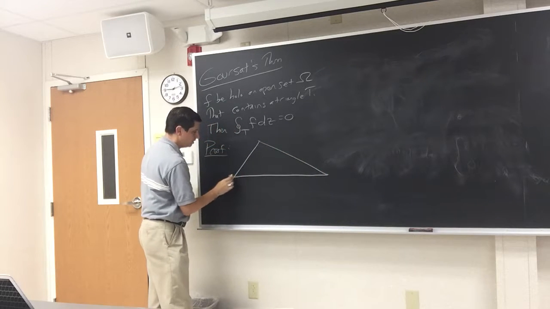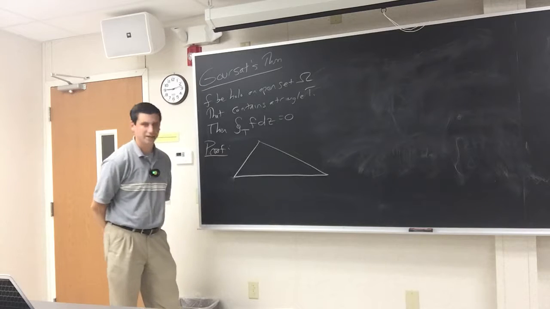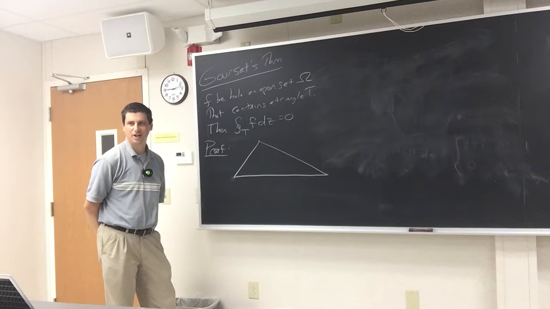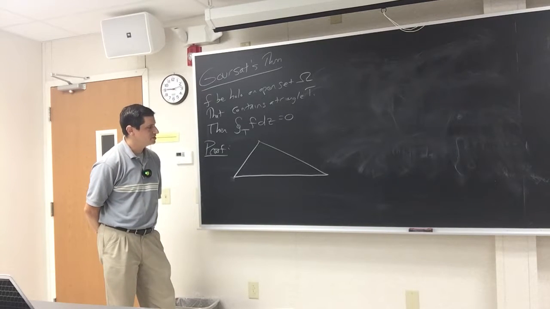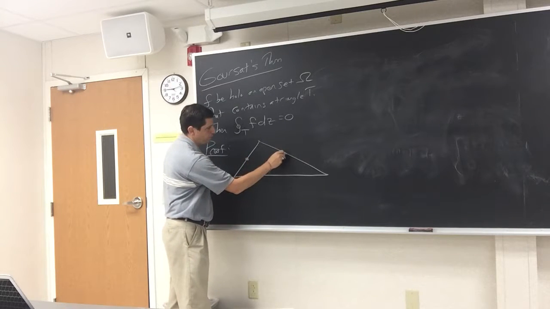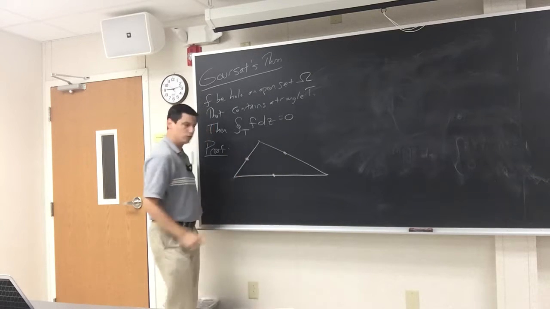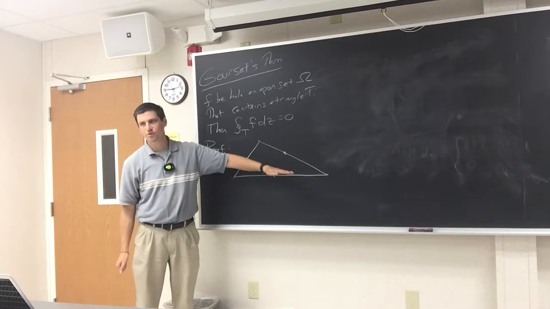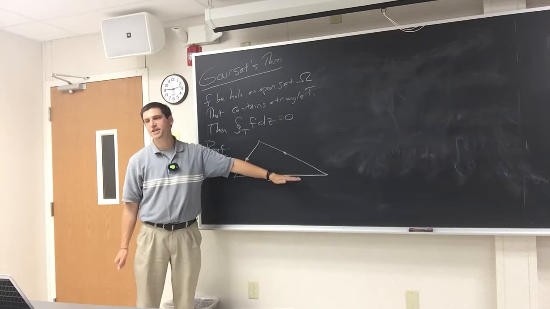I may not be able to draw circles, but I can at least draw triangles. Triangles have a lot of nice subdivision properties. One thing that's really good is I could take the halfway points of each of these. And without loss of generality, I can always orient my triangles so that one side is along the x-axis.